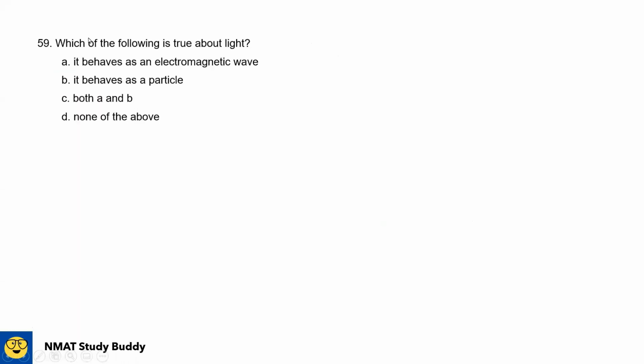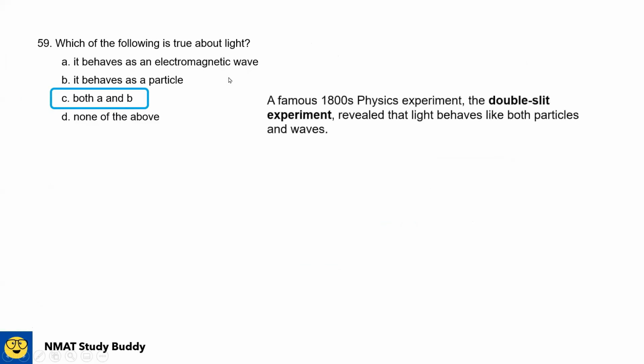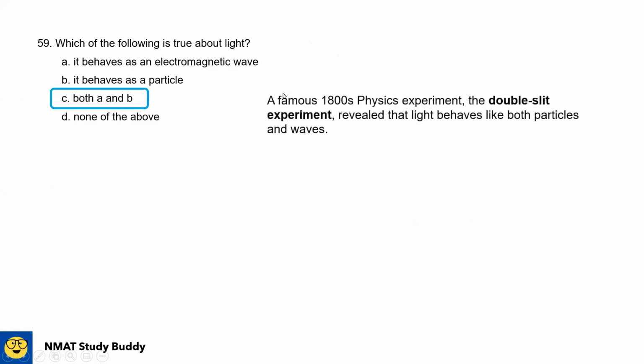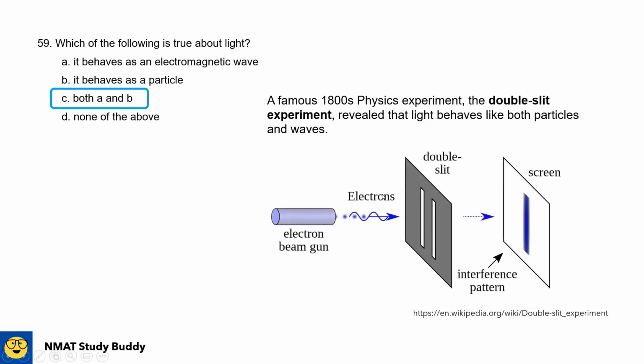Number 59, which of the following is true about light? The correct answer here is letter C, both A and B. So it behaves as an electromagnetic wave and at the same time, it behaves as a particle. It says here, a famous 1800s physics experiment, the double-slit experiment, revealed that light behaves like both particles and waves. So, this is what the double-slit experiment looks like.